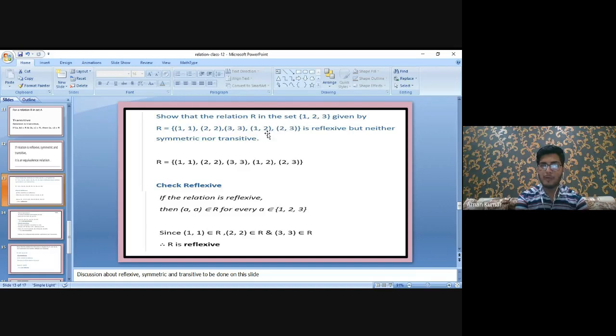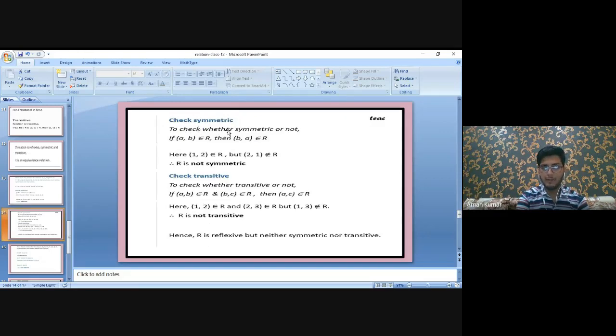Now coming on to (1, 2). If this is a symmetric relation, then (2, 1) also must be in R. But as we can see, (2, 1) does not belong to R. So we can say that this relation is not symmetric. Also we can see that (2, 3) belongs to R, but if R is symmetric, then (3, 2) also must belong to R, but this is not the case. So this relation is not symmetric. Now we will come to the transitive part.